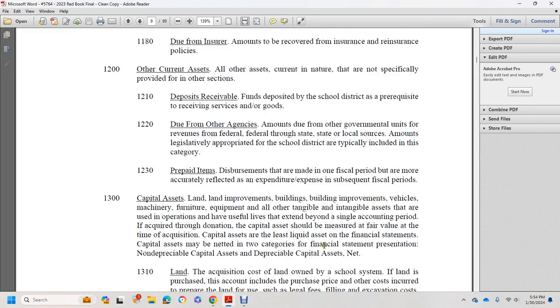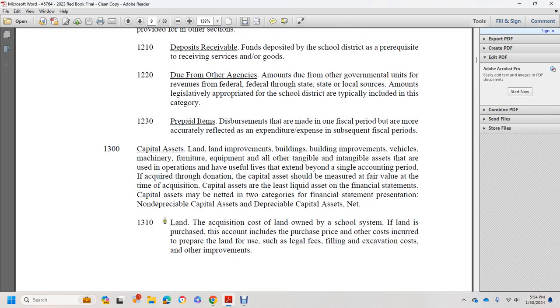1300. Capital assets: land, improvements other than buildings, vehicles, machinery, furniture and equipment, and all other tangible and intangible assets used for the operation that have a useful life extending beyond a single accounting period. If acquired through donation, the capital asset is measured at the fair value at the time of acquisition. The less liquid assets of the financial statement may be added to the two categories of the financial statement presentation: non-depreciable capital assets and depreciable assets, net.